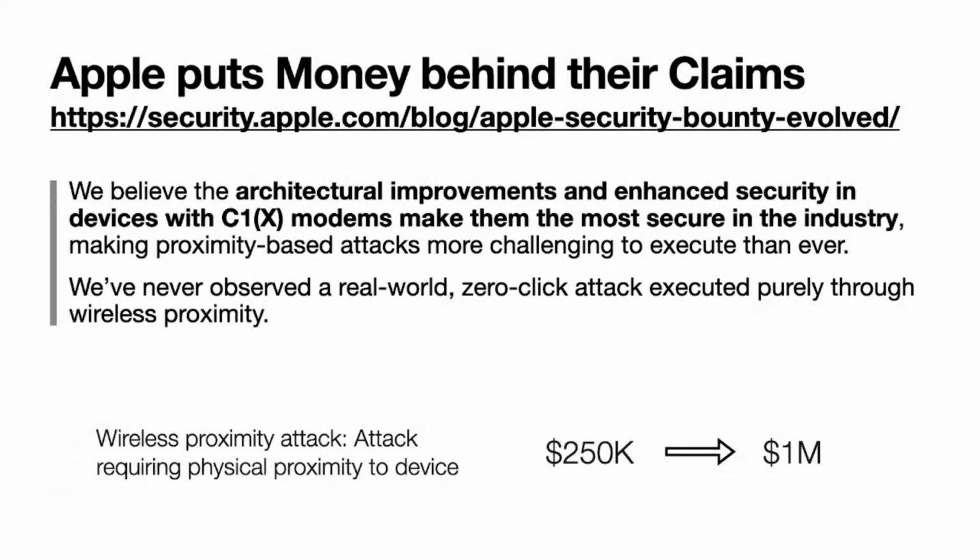And at Hexacon, Apple also announced changes to their security program because they increased the bug bounties of various components drastically. And this also includes the C1 and C1X baseband. So if you now find a wireless proximity exploit, you can get up to $1 million. And an interesting fact is also that they said they never observed a real-world zero-click attack, only via wireless proximity. So they seem to be pretty confident in their security architecture and solution, compared maybe to some competitors.